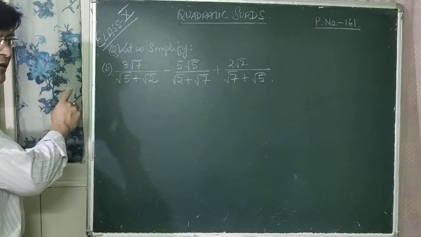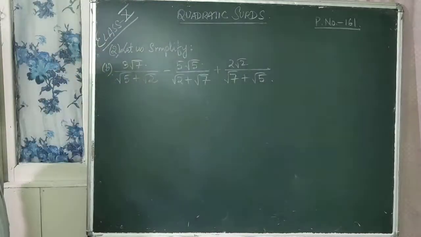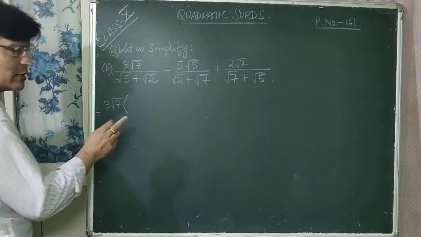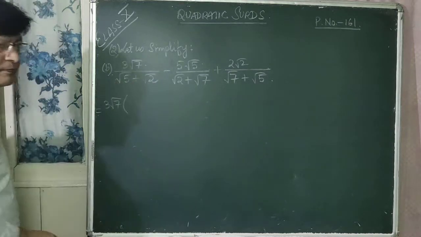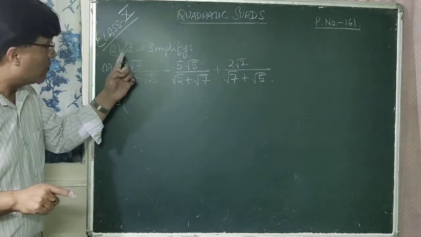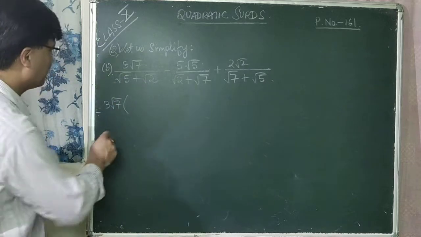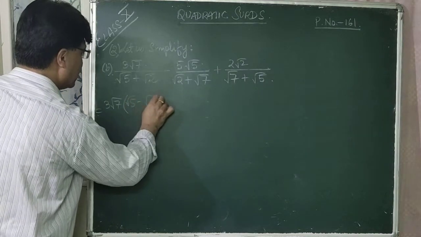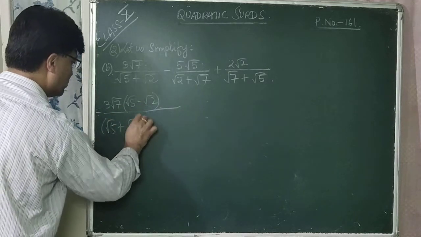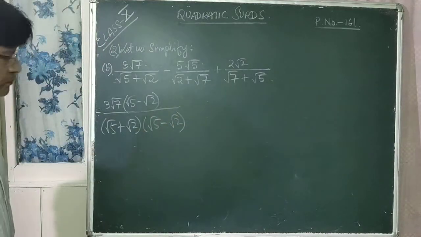So let us rationalize the denominator of all these three terms. Okay? So it is equal to 3 root over 7. What is the rationalizing factor of root 5 plus root 2? It is root 5 minus root 2. So you have to multiply both the numerator and the denominator by root 5 minus root 2. Okay? So it is root 5 minus root 2 divided by root 5 plus root 2 into root 5 minus root 2. Is that clear?